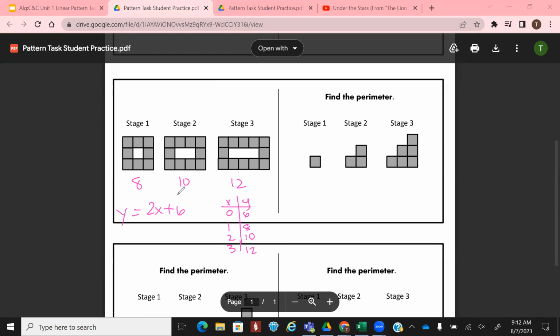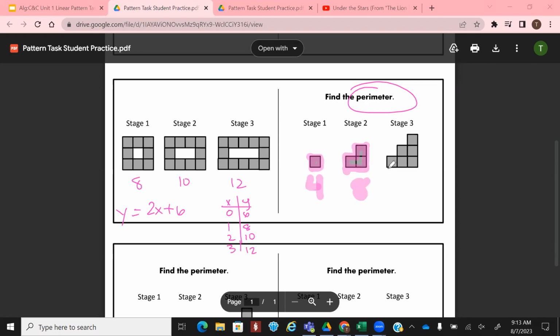Okay, let me change it up a little bit. Ready? Here's some craziness. Now, on the next one, it says find the perimeter. What does perimeter mean? You add up all the sides, okay? So when you're doing this, watch the board. When I do stage one, I'm gonna get one, two, three, four. So on stage one, I'm gonna have four. On the next one, I'm gonna have one, two, three, four, five, six, seven, eight.